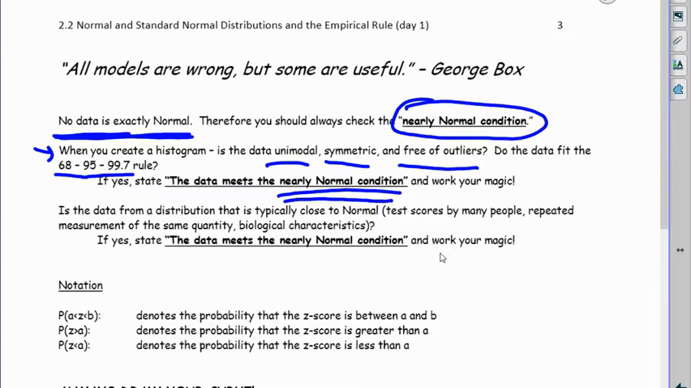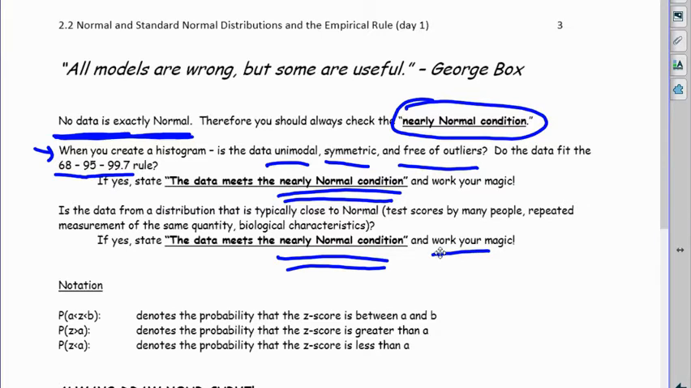And if our data is from a distribution that's typically close to normal, like test scores done by many people, like the SATs, or repeated quantities of measurement, like a machine that's filling bottles at a factory, or biological characteristic like the heights of APStat students. If we have something like that, then it's probably reasonable that our data is meeting the nearly normal condition. And then, of course, we're going to work our magic, which we're going to find out how to do that.